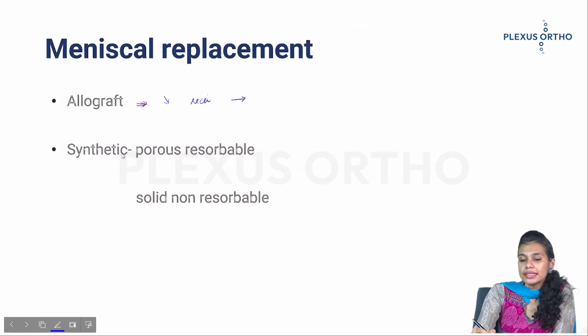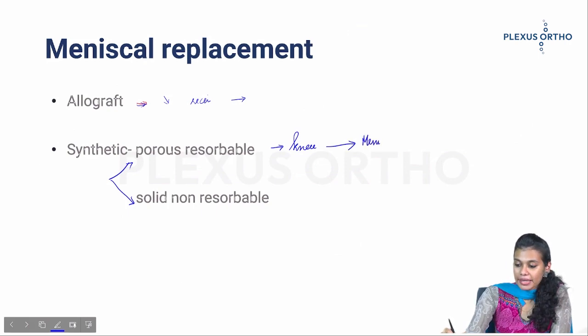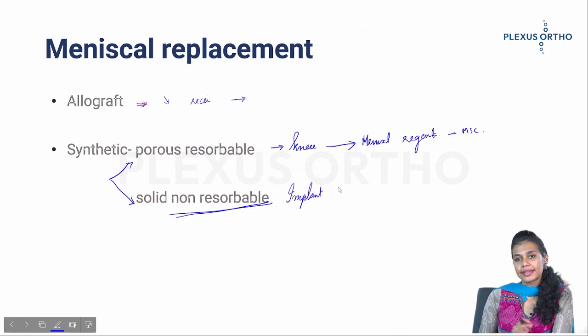Next thing is the synthetic grafts. Synthetic grafts are of two kinds. First one is a porous resorbable graft, where the graft which we place into the knee joint is eventually taken up and replaced by an original meniscus because of meniscal regeneration, that is, by the activation of the mesenchymal stem cells. This is one method, while the next synthetic method is a solid non-resorbable graft. This is an implant that is permanently used to replace the existing meniscus.